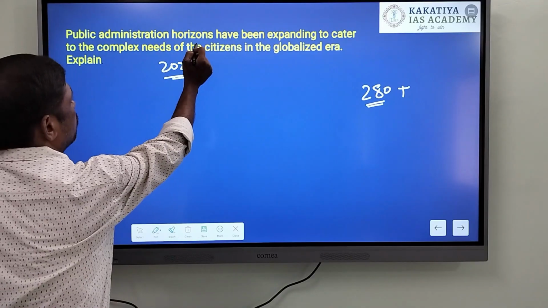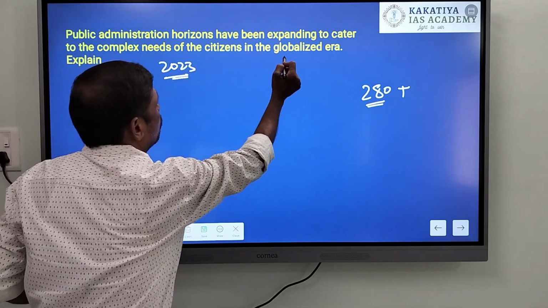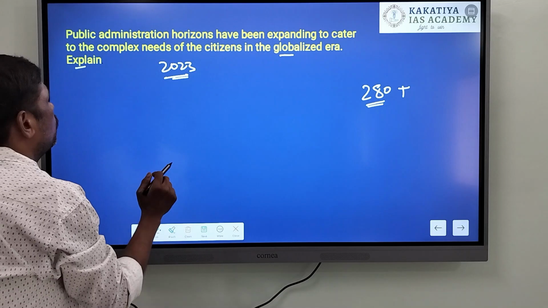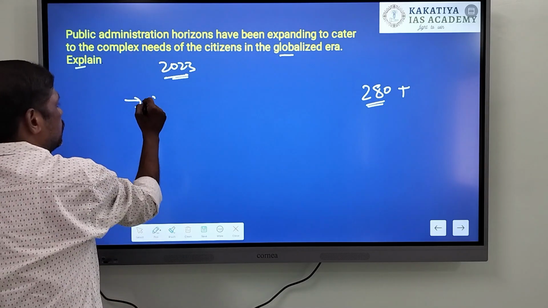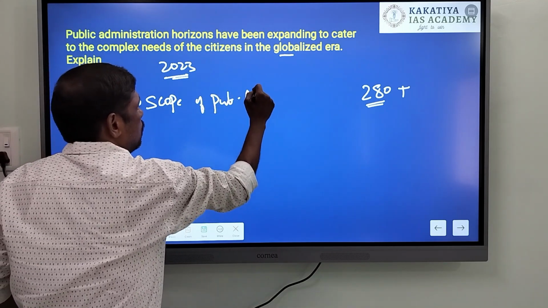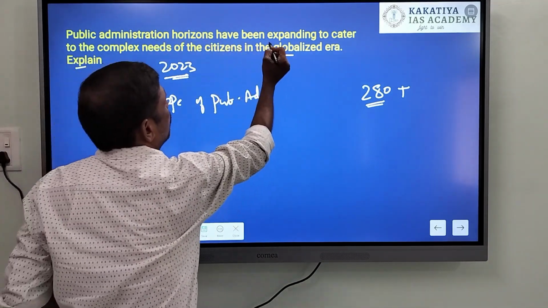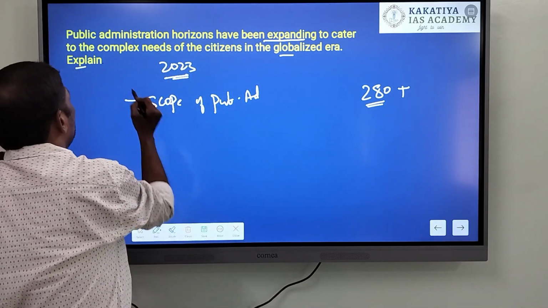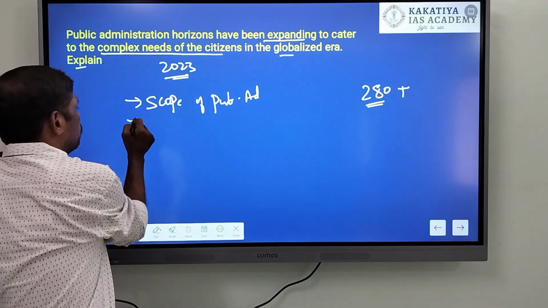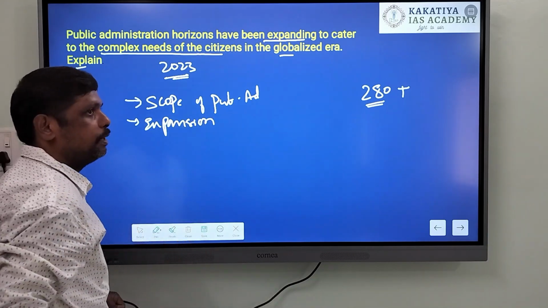Public administration horizons have been expanding to cater to the complex needs of citizens in the globalized era. Explain. Alright. So the question is about the scope of public administration. And the question says that the scope of public administration is expanding. It is expanding to cater to the complex needs of citizens. So there is an expansion of the scope of public administration.